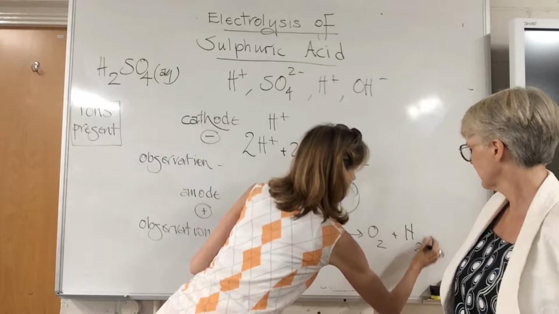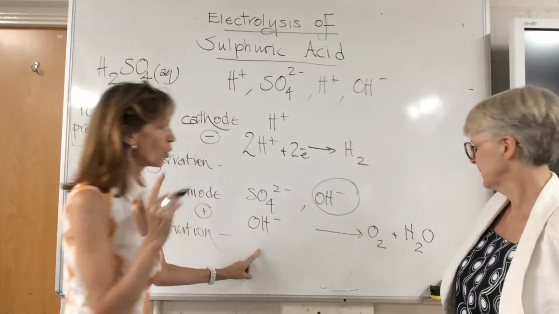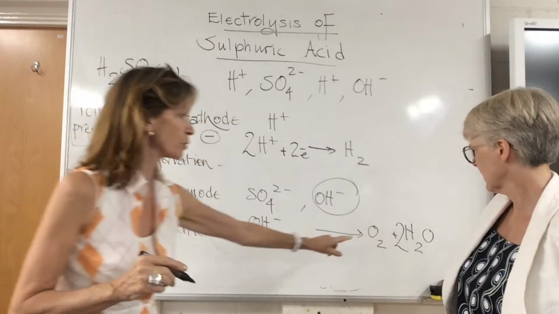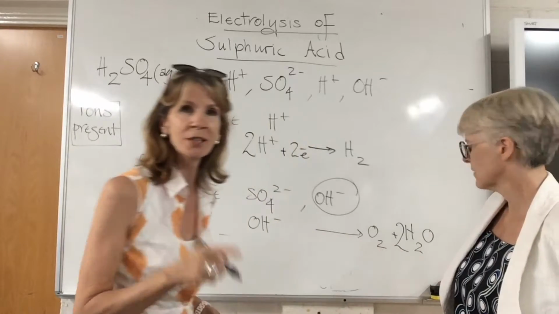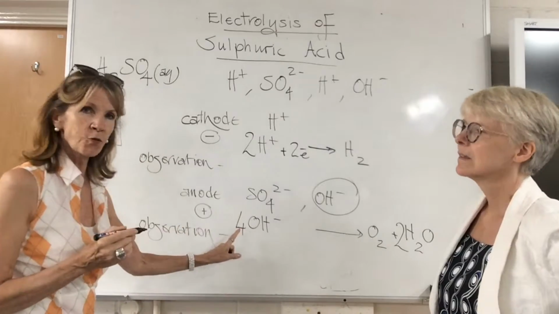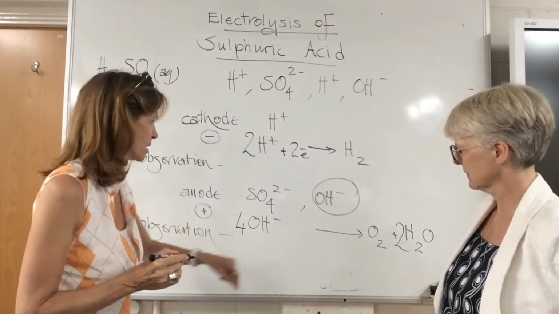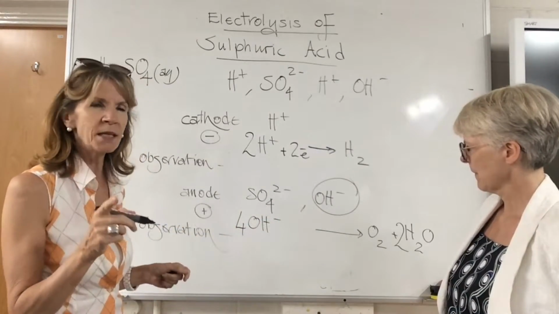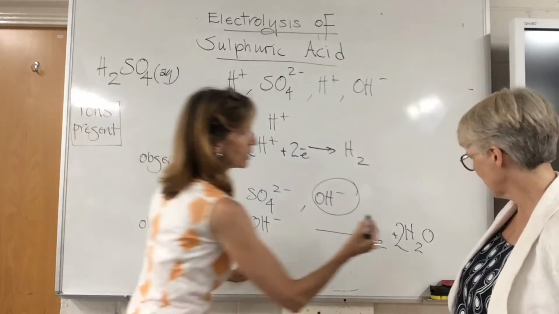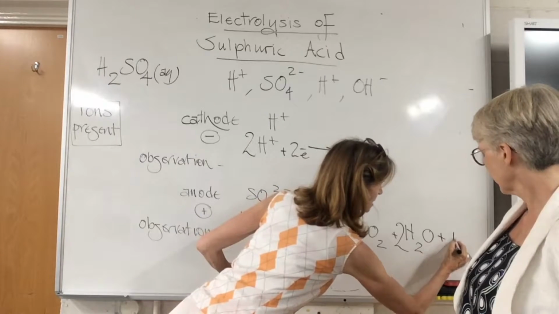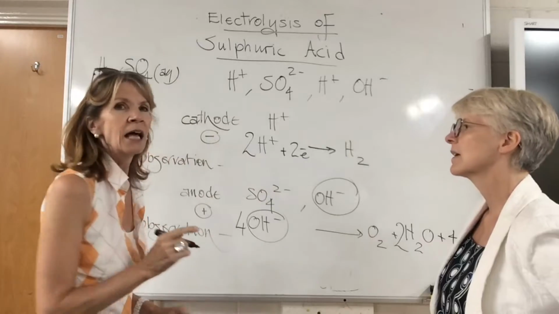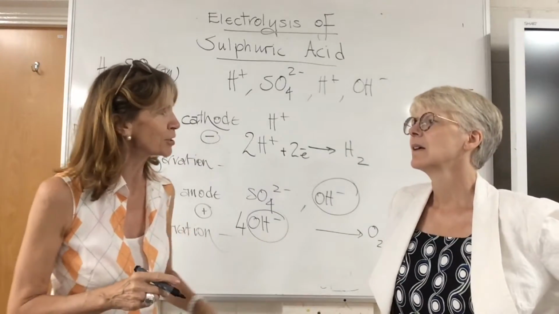In order to balance this one, all you do is put a 2 in front of the water. Now that means you get 2 oxygens plus another 2 oxygen gives you 4, and you've got 4 hydrogens, so you multiply that by 4. So everything's balanced there. You have 4 negative, which means it needs to lose 4 electrons. Where are they going to go? To the anode, so you put them over this side. And you can see the hydroxide ion has been oxidized because it's lost electrons.